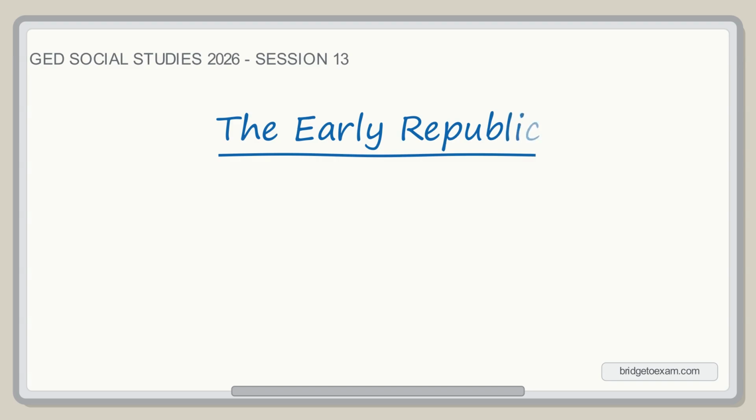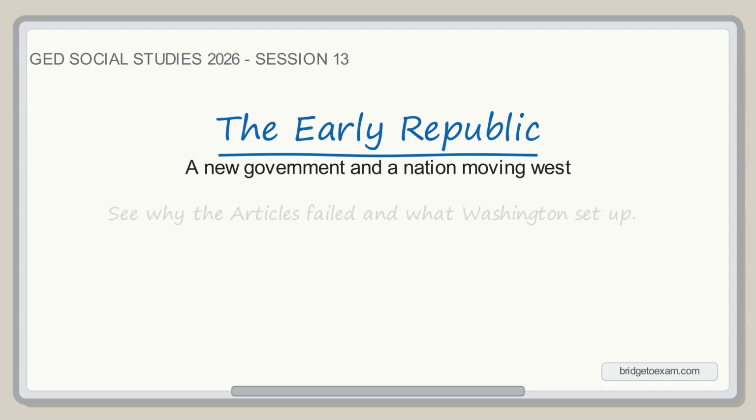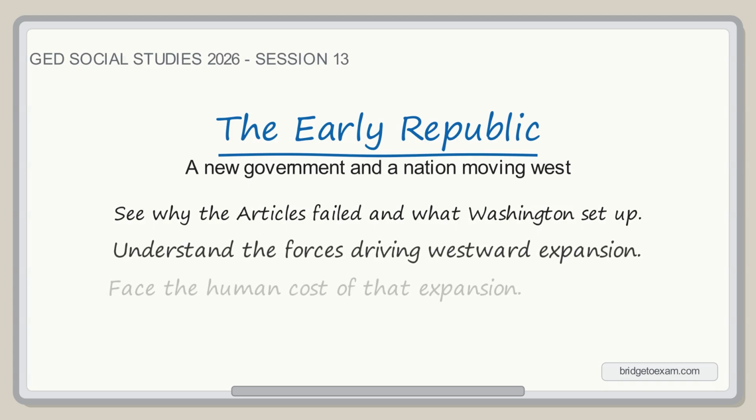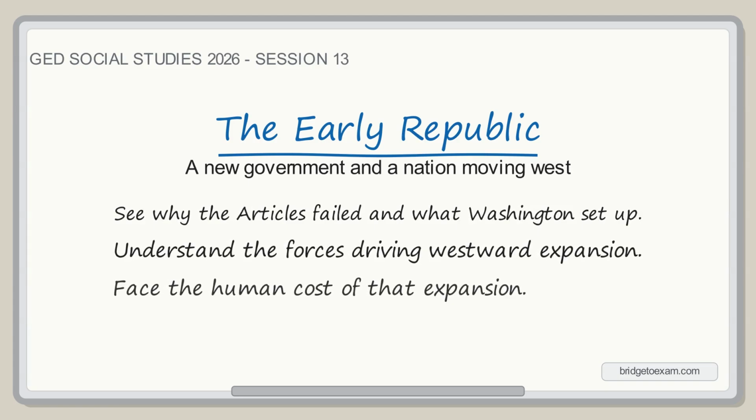Welcome to Session 13. Independence is won. Now the hard part. Building a government that works, and deciding what kind of nation to become as Americans push west. By the end, you'll understand why the Articles of Confederation failed, the precedents Washington set, the forces driving expansion, and the painful human cost for Native Americans and enslaved people.